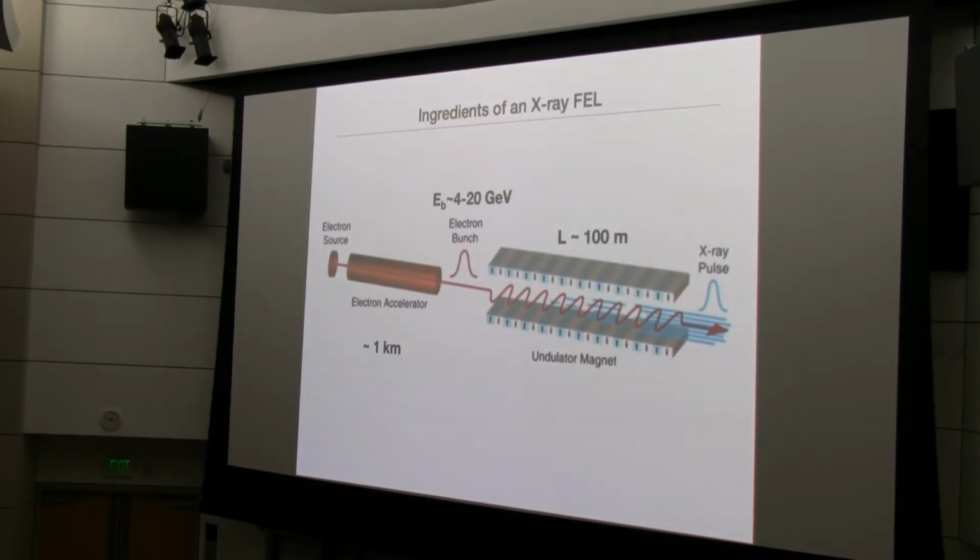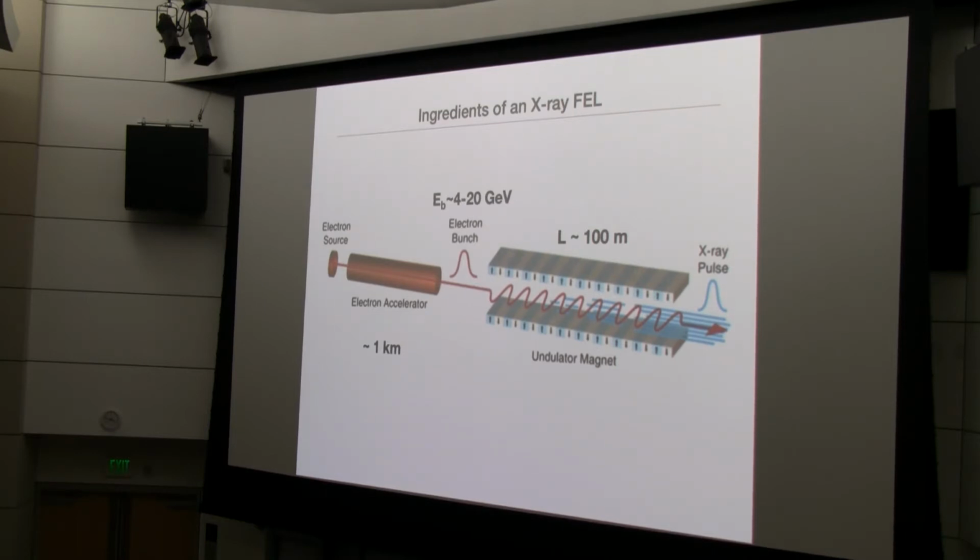How does a free electron laser work? What are the ingredients first? You need an electron beam that's very bright and an energy of 4 to 20 giga-electron volts. So with current technology, this is a pretty sizable accelerator. It's about 1 kilometer. And then you need a long undulator. An undulator is exactly what the name sounds like. It's a periodic array of magnetic dipoles. So what it does is it makes electrons wiggle and they emit radiation.